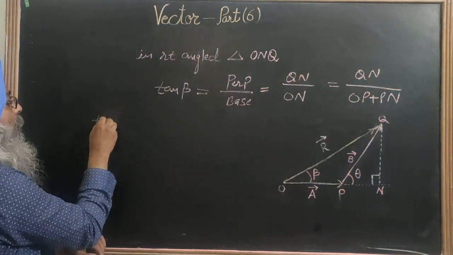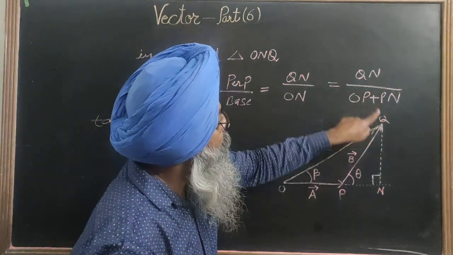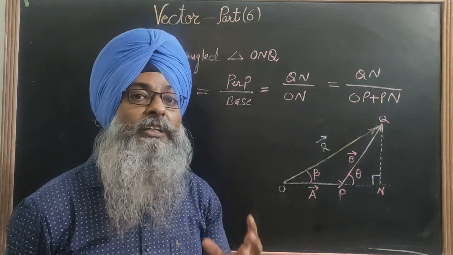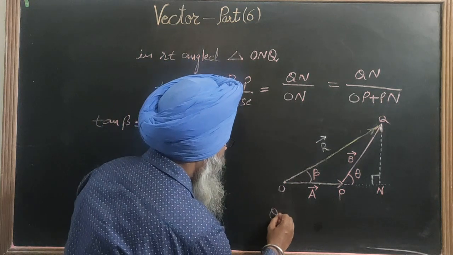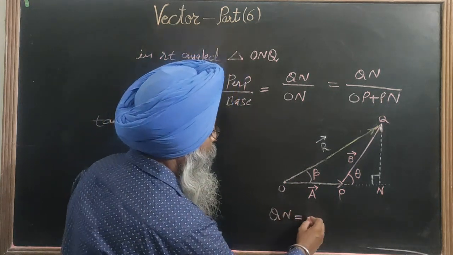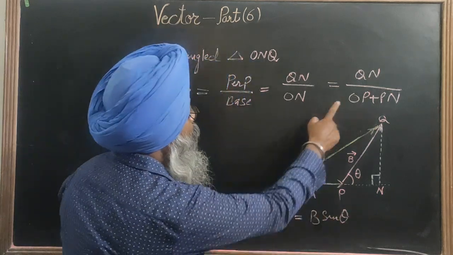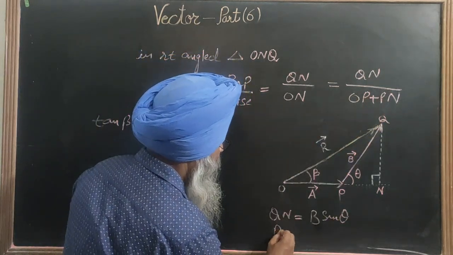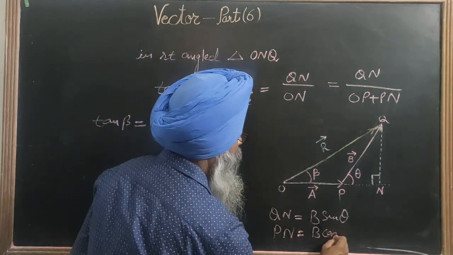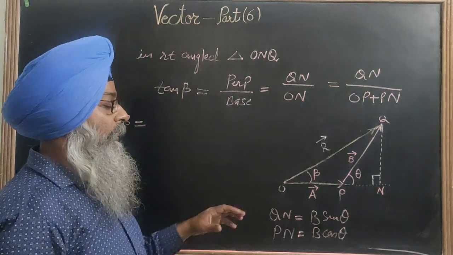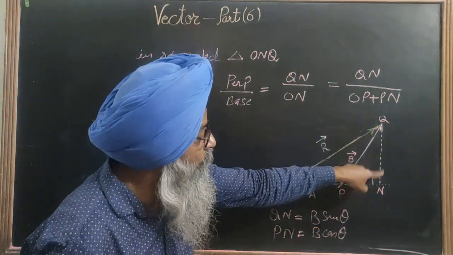Now tan beta is equal to, now what is Qn? In the last lecture I have calculated the value of Qn. Qn is equal to B sin theta, and also we had calculated Pn. What is the value of Pn? It is equal to B cos theta. In the last lecture, you can see in part 5, I have calculated these values.